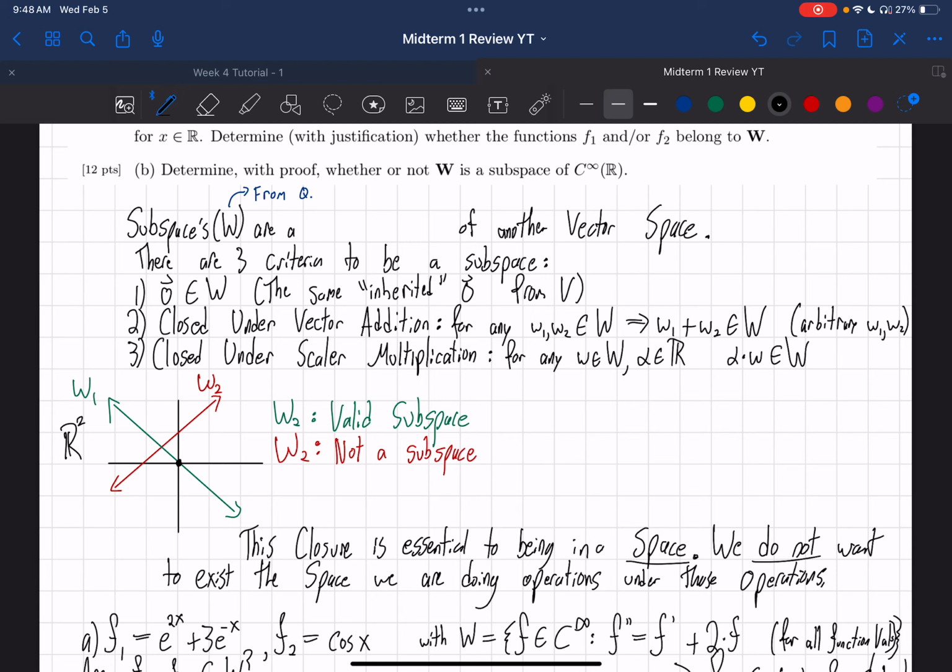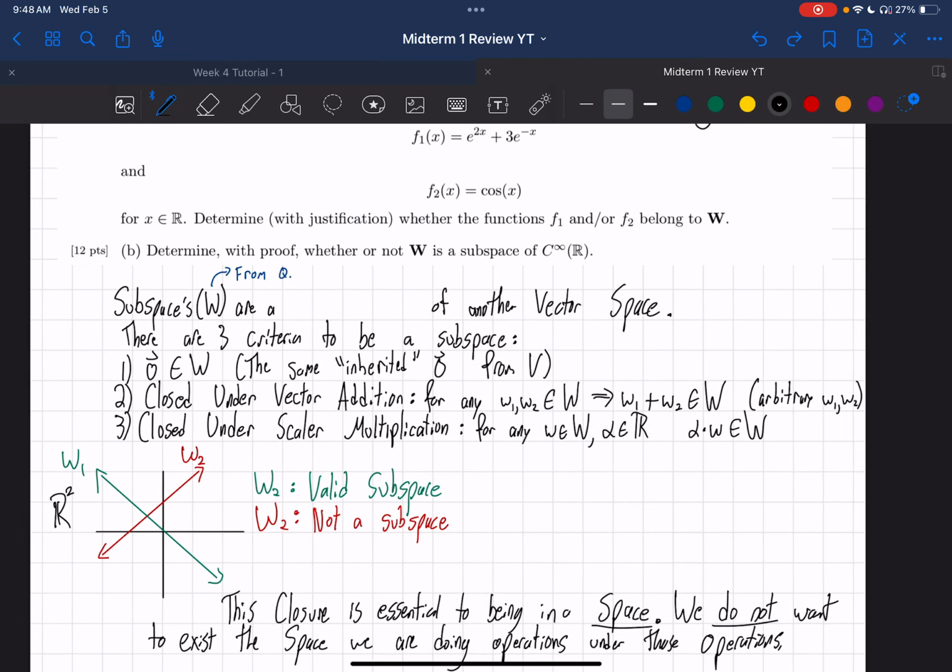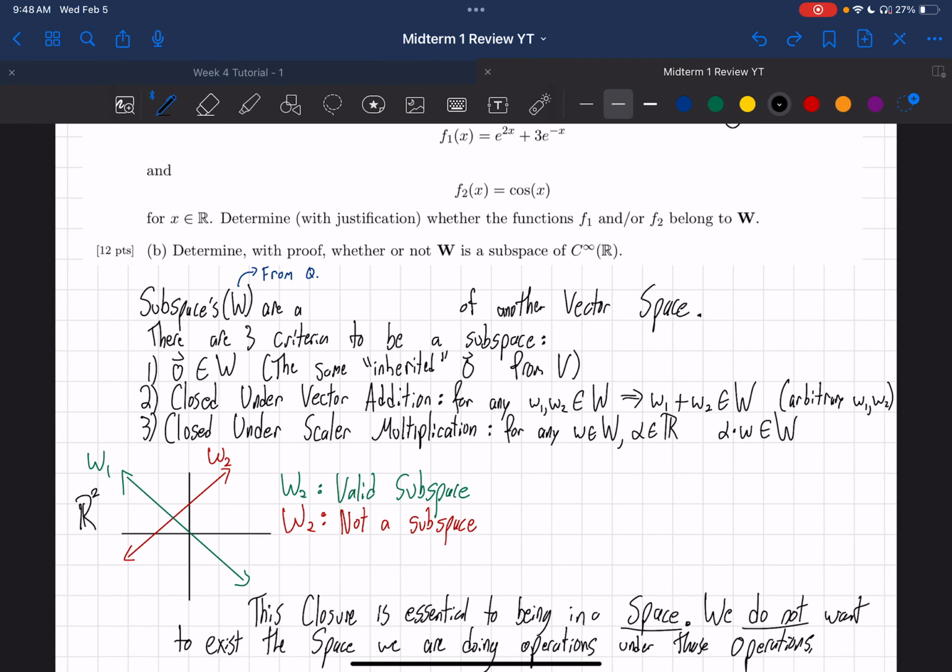So essentially, we need to show that the 0 vector is there, and then next, we need to show that our space is closed under our operations. So we do this in the arbitrary case, as we just talked about with proofs. So essentially, you want to assume that you have any vectors w1 and w2 in W, and you want to also show that w1 plus w2 is now still in W. So you don't want to be in a space and then add things within your space and end up outside your space. That would make no sense, right? That's not the point of being in a space.